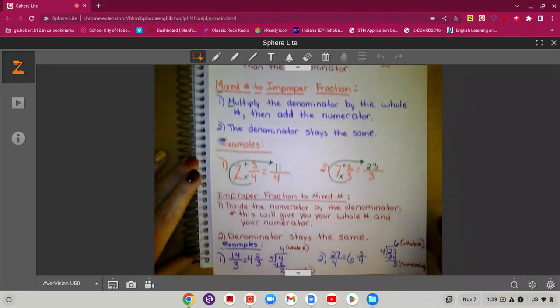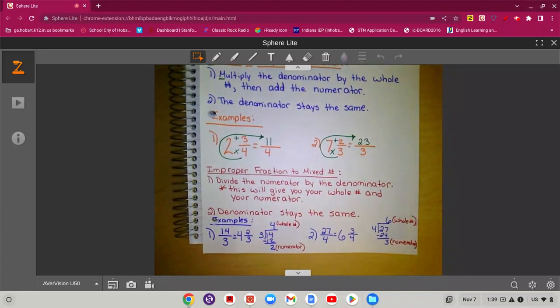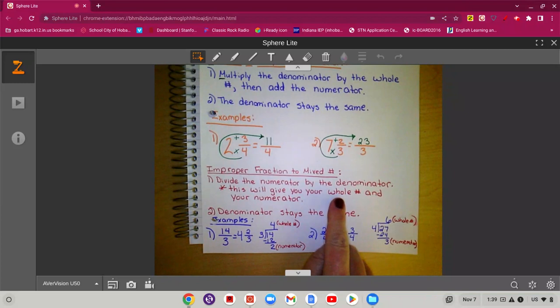Then we went over improper to mixed. So again, if you do not have these notes, you might want to take a screenshot of this so you have these examples. To change an improper fraction to a mixed number, this is the opposite of what we did before. So we're going to divide the numerator by the denominator. This will give you your whole number and your numerator, and your denominator stays the same.